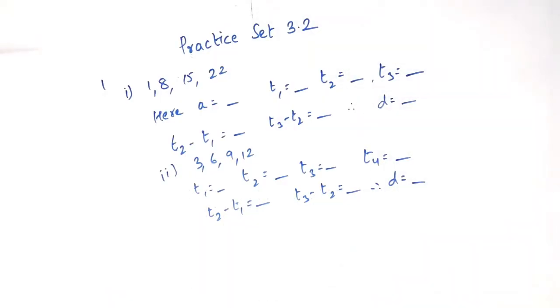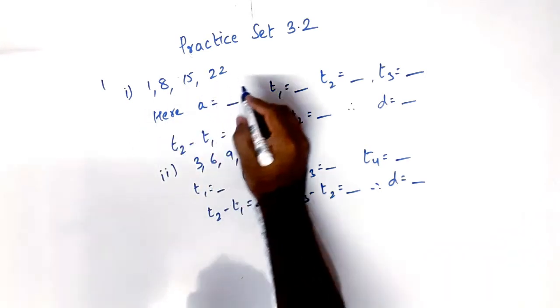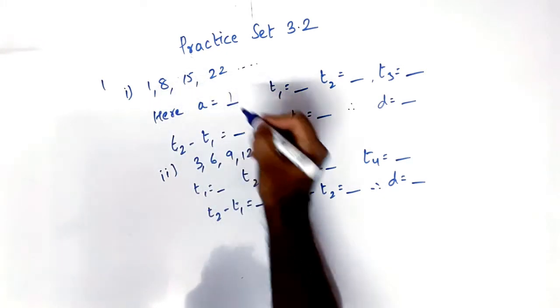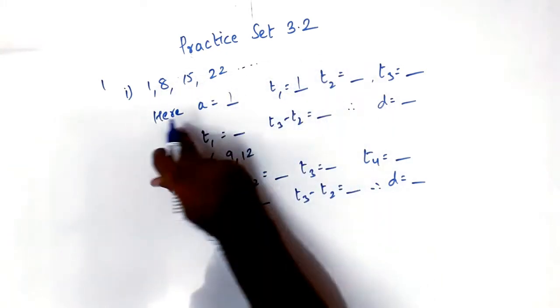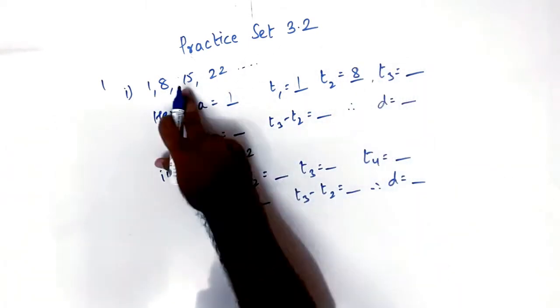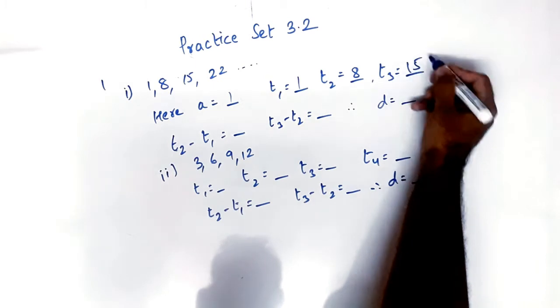To set 3.2, Algebra Standard 10th. This fill in the blanks question number 1 is very easy. So we'll start. This is 1, 8, 15, 22, first one. So what is A? A is the first term, 1. That is T1 is also 1. T2 is 8. T3 is 15.